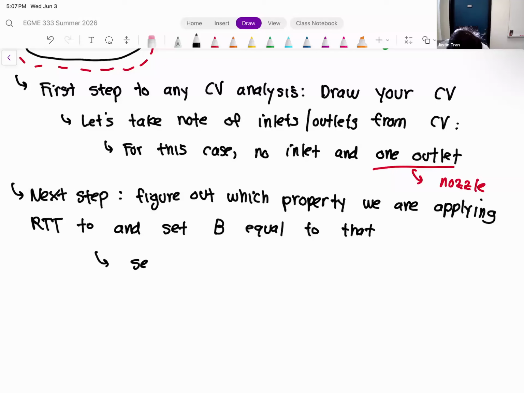If we set big B equal to mass, that means little b, the intensive version of big B, is equal to big B divided by mass. But if big B is mass, that means little b is just mass divided by mass, and so little b in this case has to be 1. Another thing we can do at this step is specify what our generation and consumption term looks like.